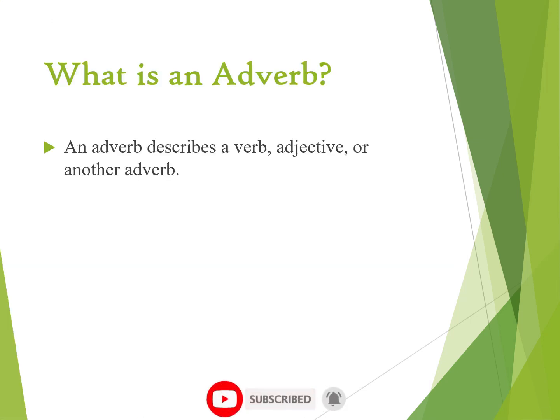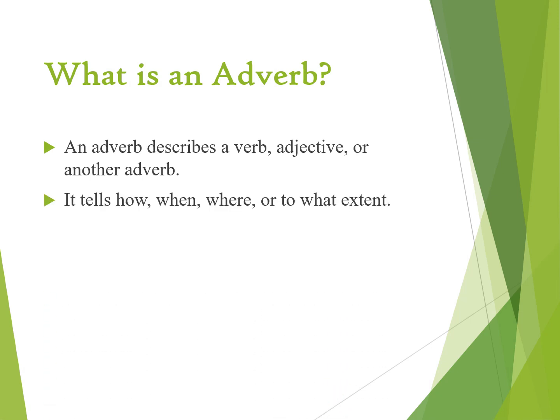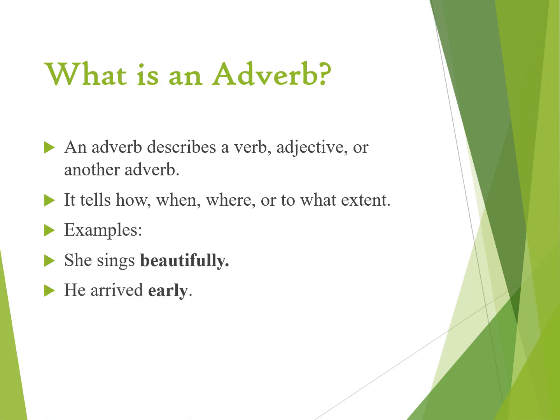An adverb describes a verb, adjective or another adverb. It tells how, when, where, to what extent. Examples: she sings beautifully, he arrived early, they worked very hard. So here you can see beautifully, early and very. These words are adverbs. They are showing how or when the action is happening.